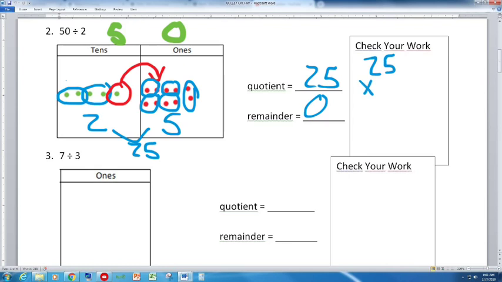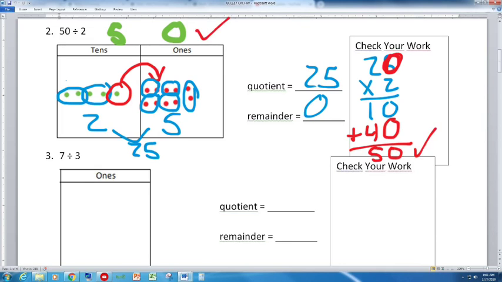25 times 2. 5 times 2 is 10. We are done with our 5. Our 5 becomes a 0. 2 times 20, that's a little difficult for some students. We tell them to put down the 0 here. 2 times 2 is 4. Then we add them up, and you get 50 for your answer, which checks out.